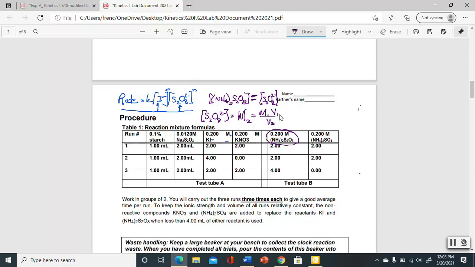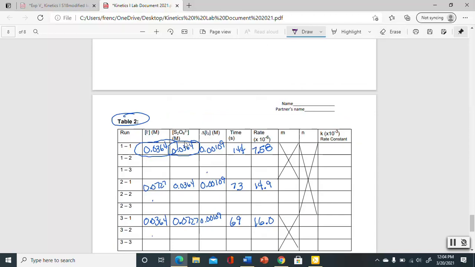So let's start plugging in. M1 is 0.200 molar times, we're using 2.00 milliliters, divided by 2, 4, 6, 8, 10, 11, I guess that hasn't changed, 11.00 milliliters. Our milliliters cancel, and lo and behold, this comes out to be the same thing as our last concentration, the concentration of iodide, equals 0.0364 molar. So again, that goes into data table 2. And there it is.